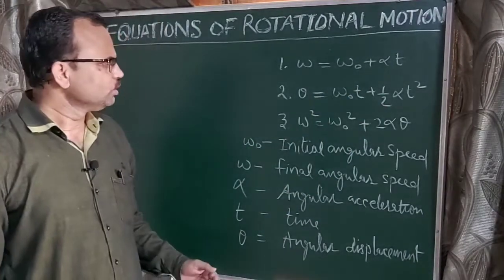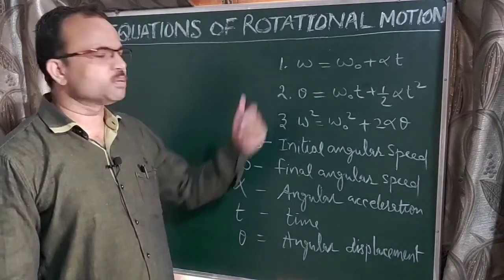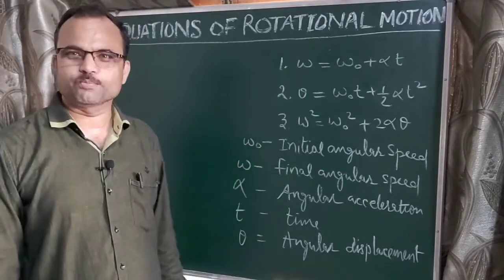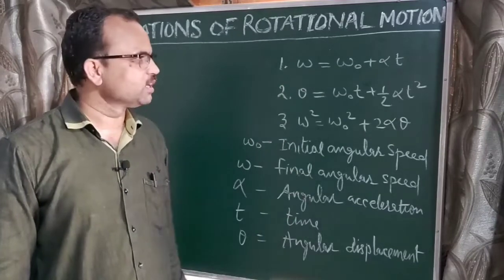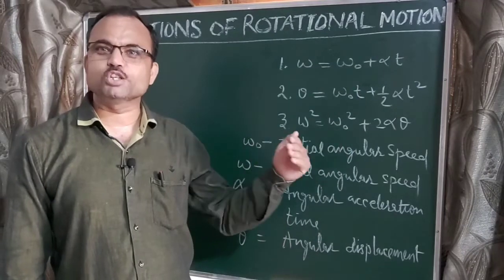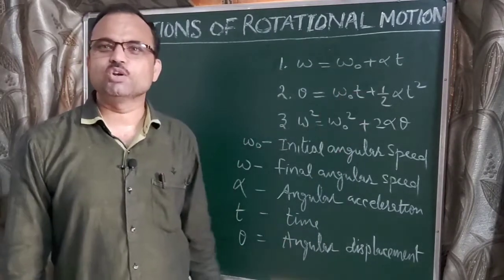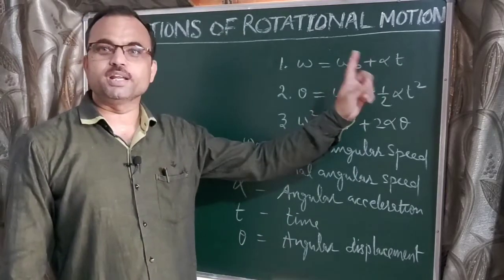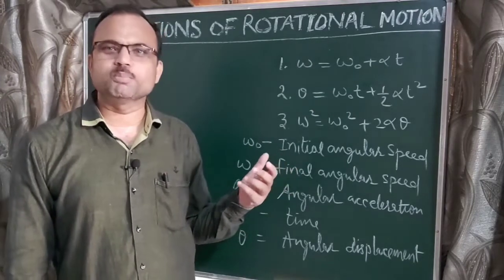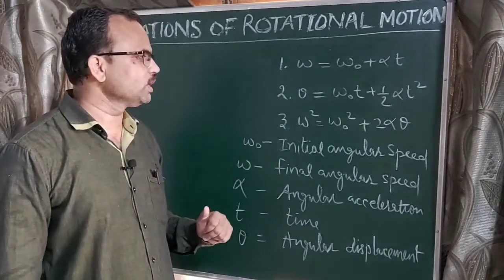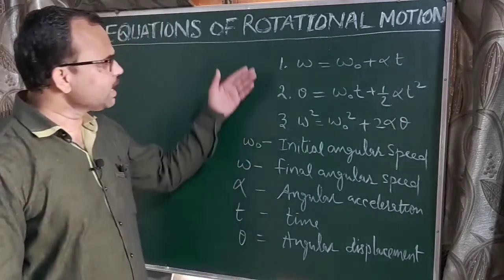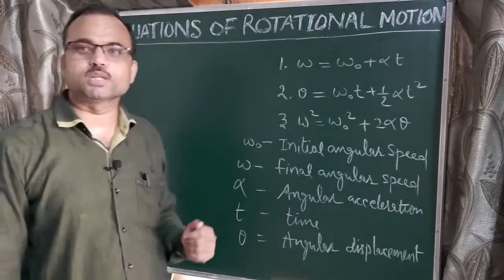Let us now revise these terms. The rate of change of angular displacement is known as angular velocity. Its unit is radian per second. Alpha means angular acceleration, the rate of change of angular velocity, and its unit is radian per second square. Theta is angular displacement, meaning angle equal to arc upon radius. And t is time, its unit is second. So these are the main three equations of rotational motion.